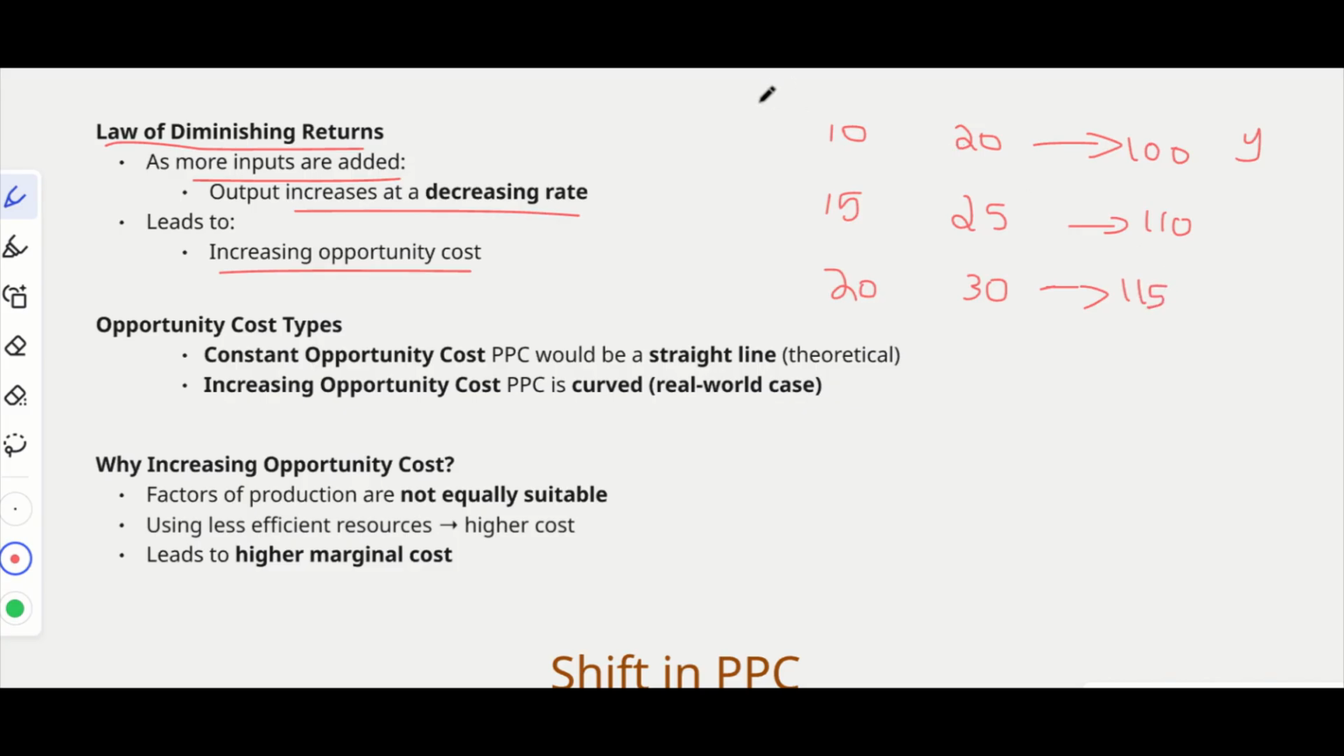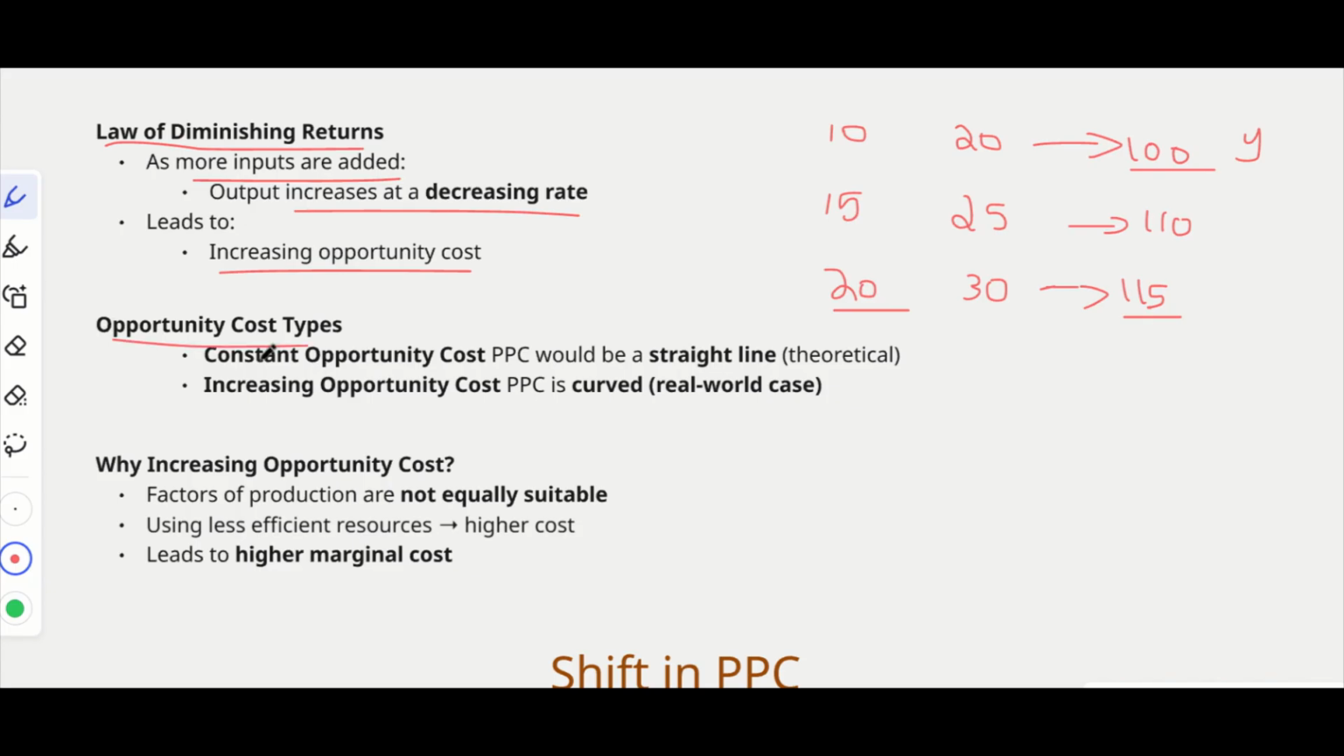So with 10 labors, I was able to produce 100. But with 20 labors, I'm only able to produce 150. So the output is increasing but at a decreasing rate, right? Even though the quantity has increased, the average productivity of the input has decreased, which will create loss in the long run or in the short run as well.